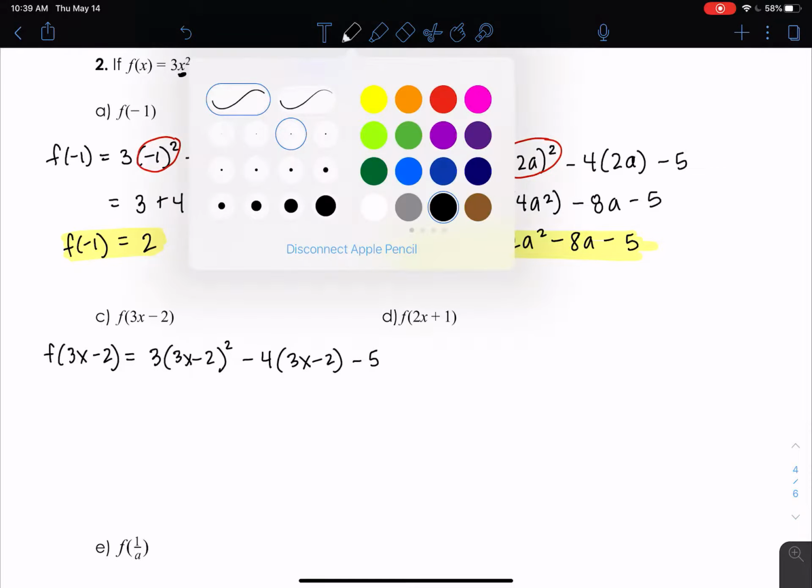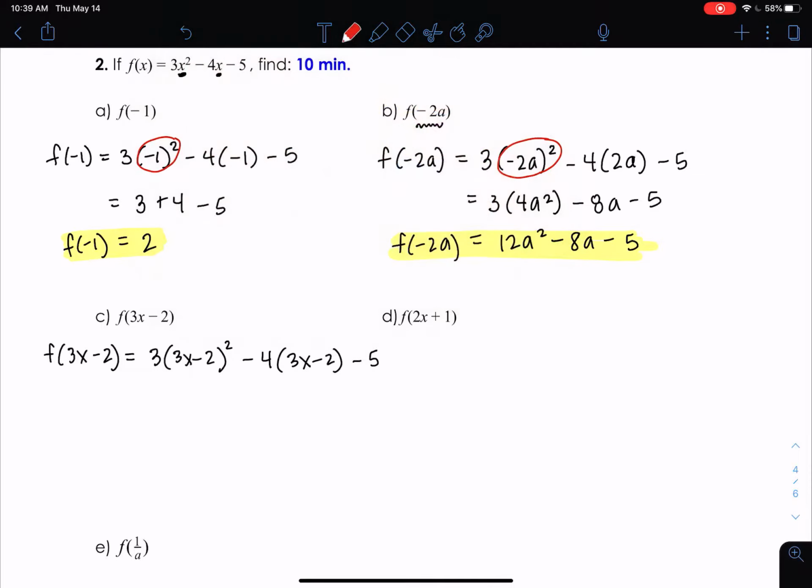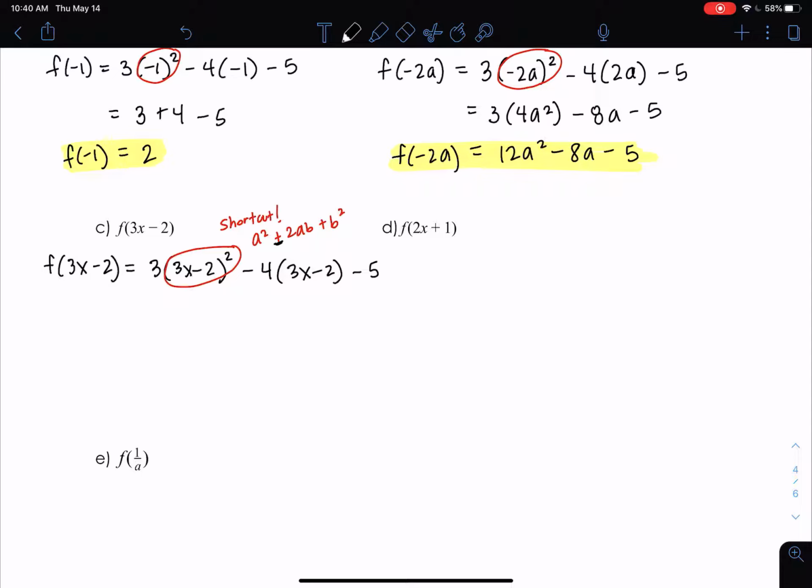So exponents first, as always. Now notice this time we're squaring a binomial, so we're going to use our shortcut. Our shortcut says that when we're squaring a binomial, we use the rule a squared plus 2 times a times b plus b squared. But remembering that that first sign is going to match the middle sign, so I know my first sign is going to be negative. So let's see what we can do.